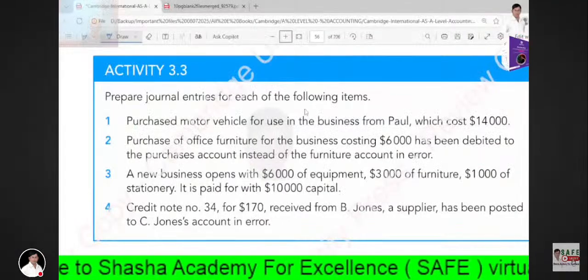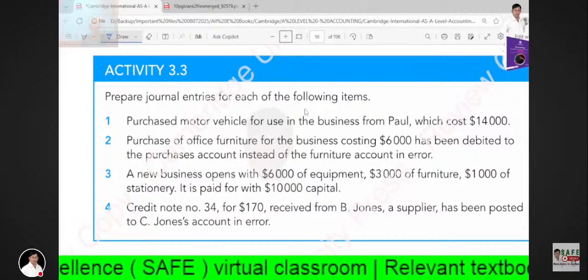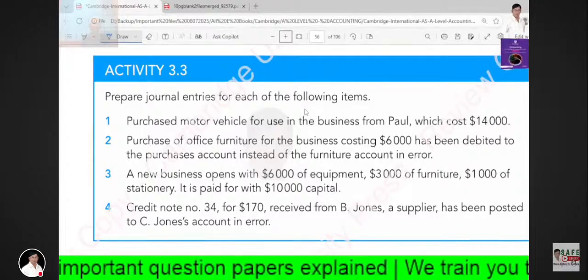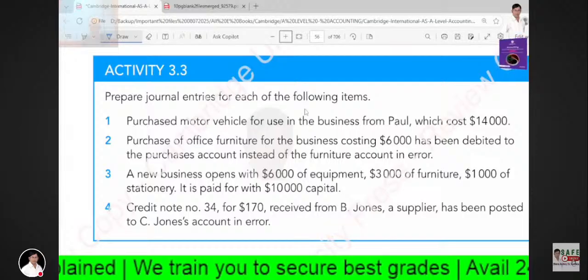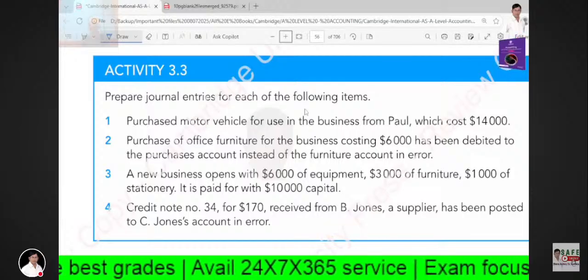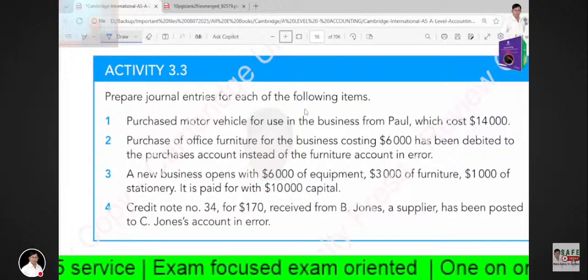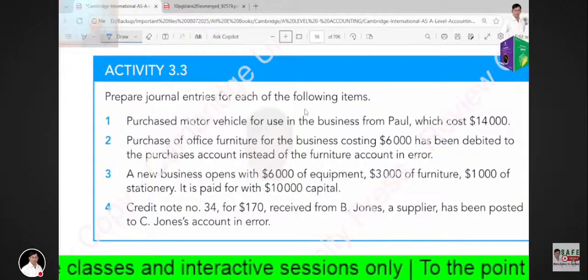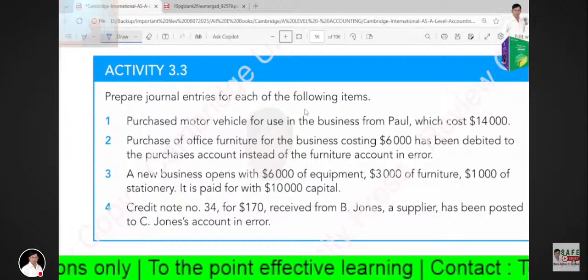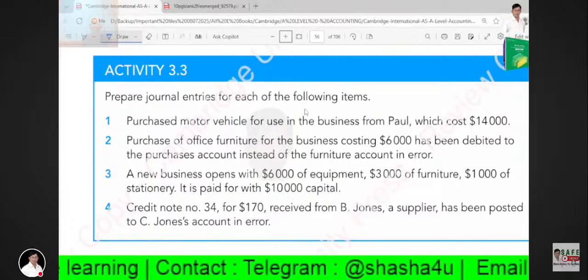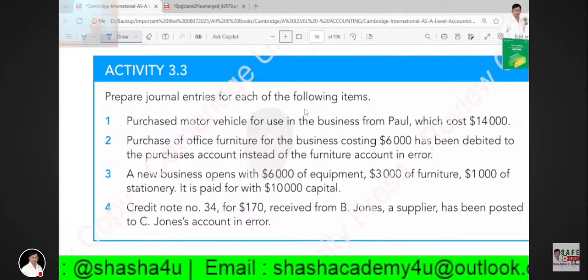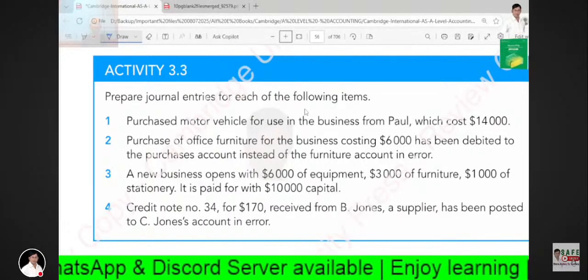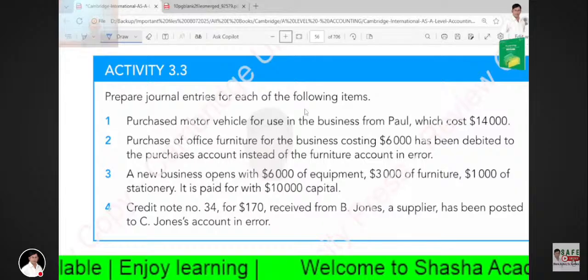Dear friends, welcome back to Shasha's virtual classroom, activity 3.3. So let's discuss activity 3.3. Prepare journal entries for each of the following items. Before having a look at this solution, you can try working out the question on your own, and then compare with the solution. If you have any doubts or concerns, you can leave a message in the comment section. We'll be glad to help you.